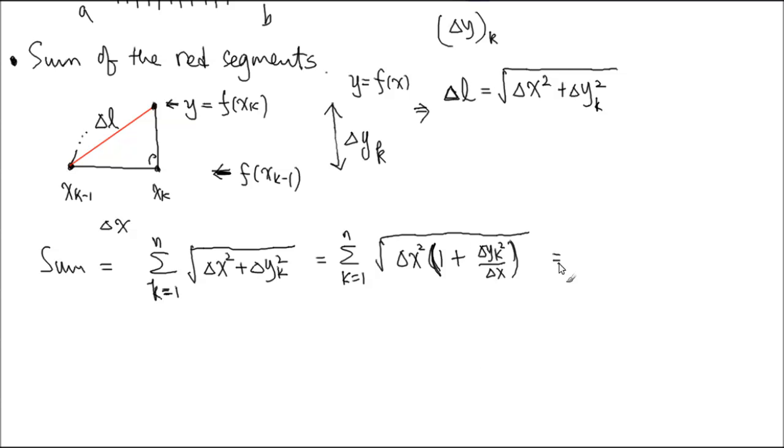Because I want delta x outside, like a Riemann sum. So the square root of delta x squared becomes just delta x. So delta x is positive, right? It's positive, so that goes.